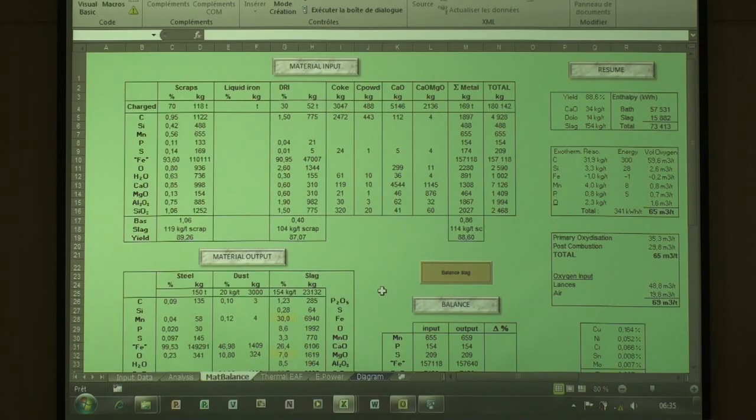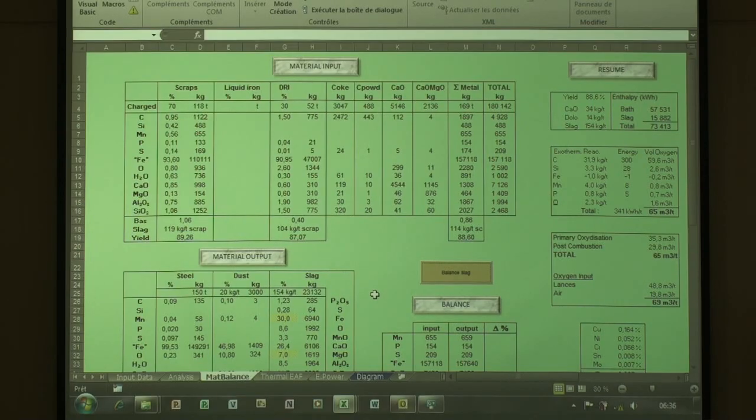Okay, start. So we come to the material balance. And you have to know that there is no good thermal balance without a good material balance, because the energy depends on the material you are charging in a furnace. So that's why it's important to know what kind of scrap the customer is going to charge.